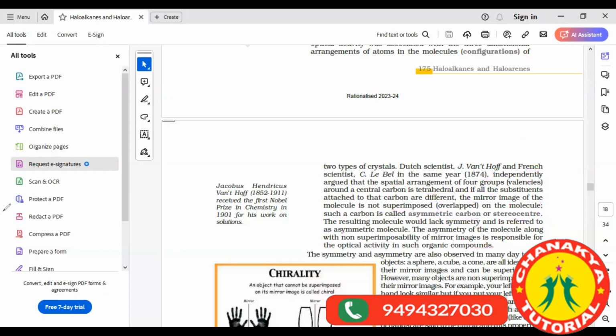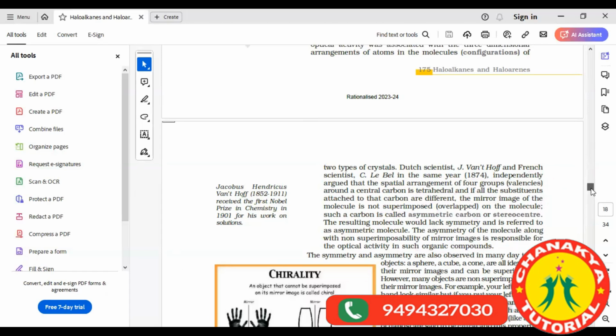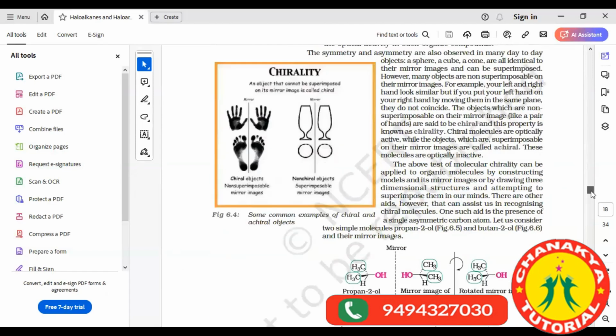Yes? No? Yes. Girls? Yes, ma'am. Fine. This point is really very important, and especially for that reason, I have opened your text. Otherwise, I really do not want to open your text. Now, what about the superimposed and non-superimposed image, right? That we have to see with these pictures. You can see chirality, it's written over here.